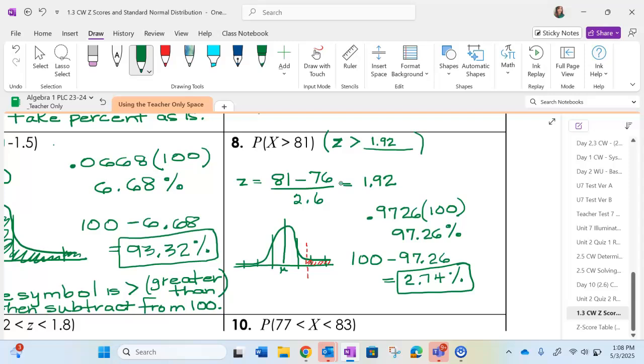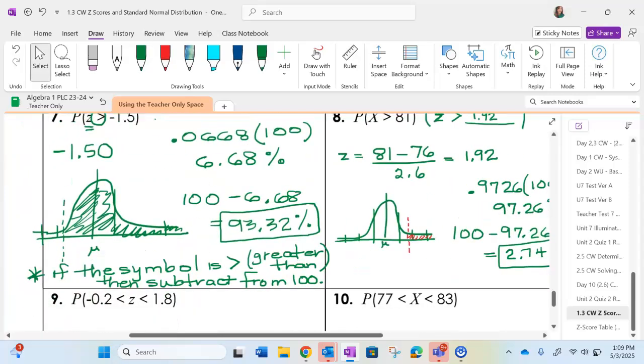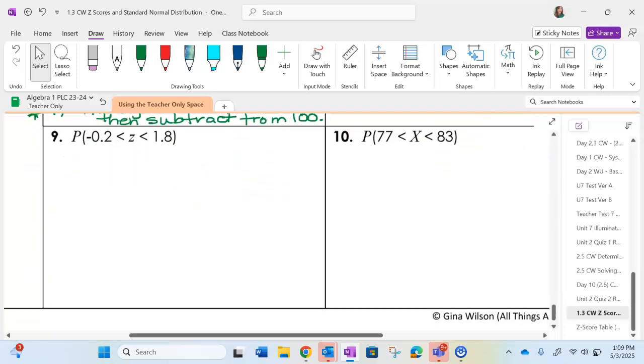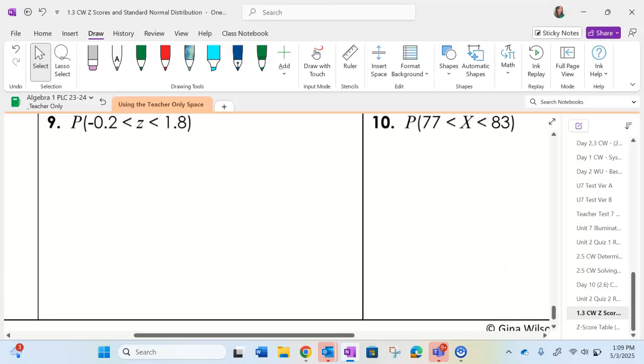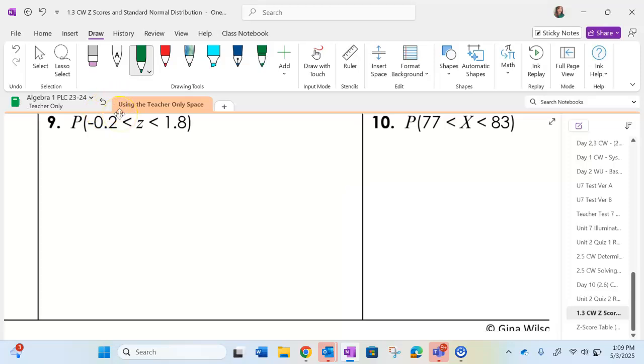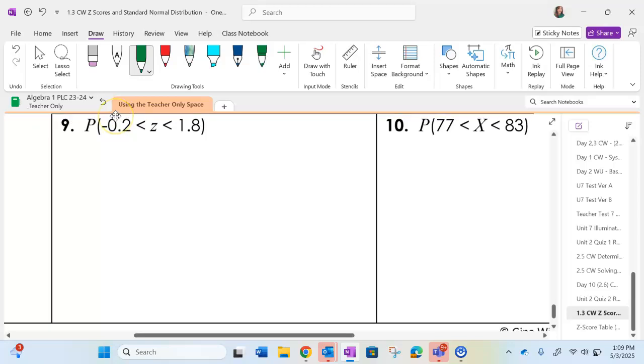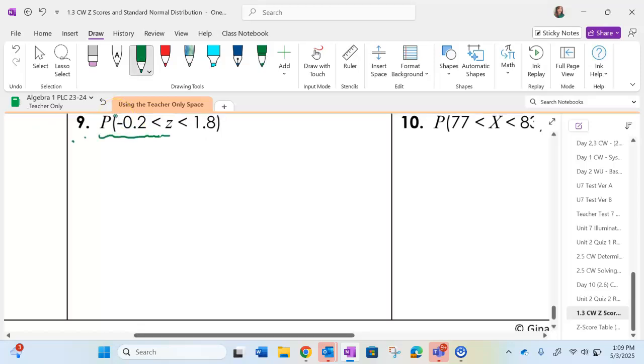Let's try something a little bit different. This time, we're going to switch over to number 9, which has a z. So that means I don't have to use that whole formula. But I'm going to split this into 2 parts. We're going to do this part.